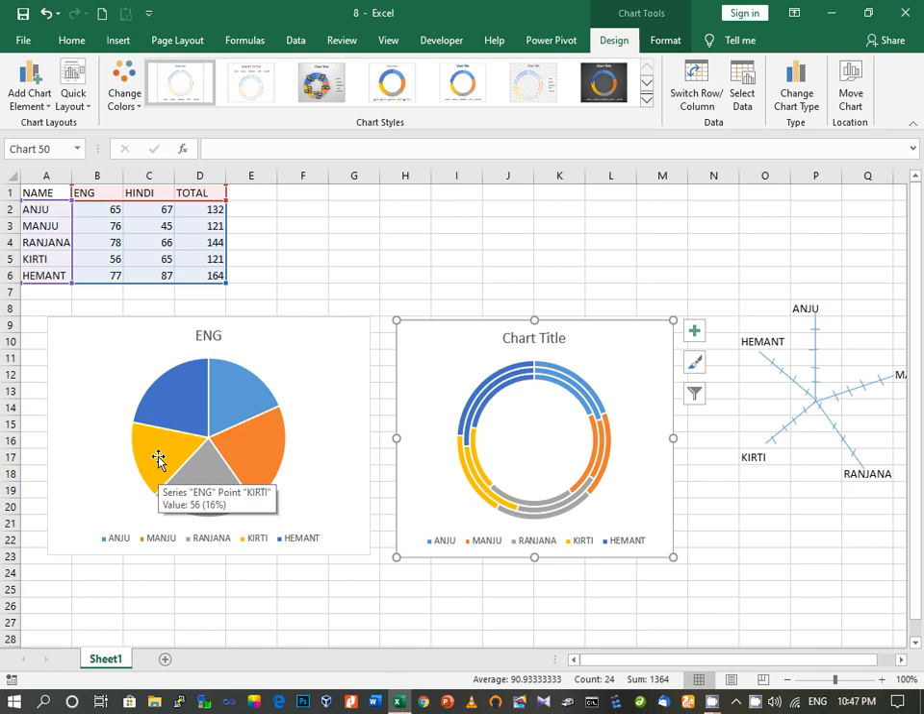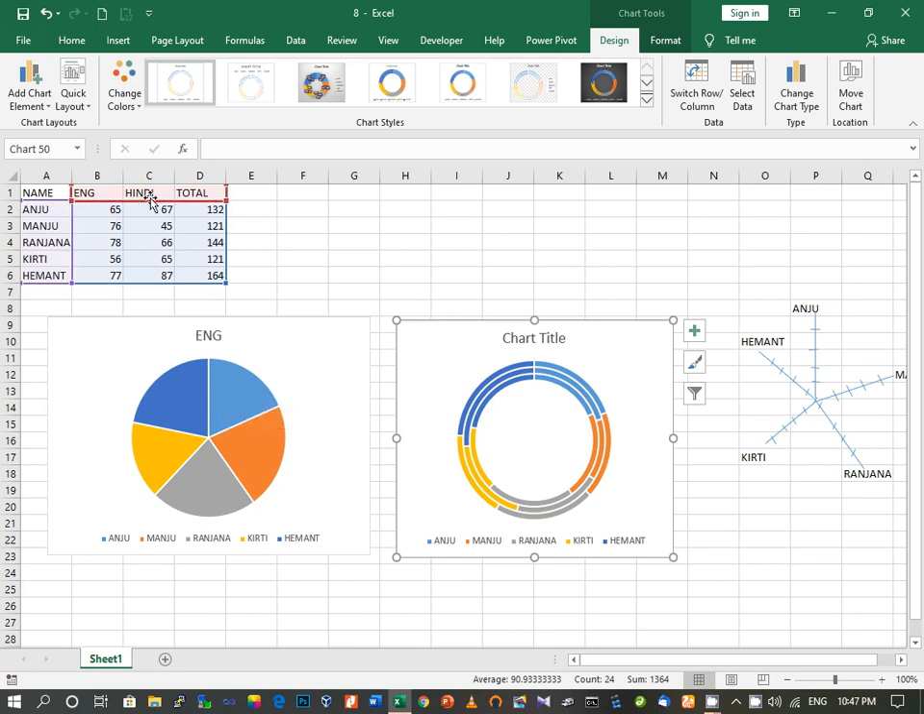Then the lowest marks is 56, Kirti. So here you can see the area of the chart which is enclosed by this marks, that is the lowest, I think that is 16%. Now to represent other marks, like English, it's represented here.